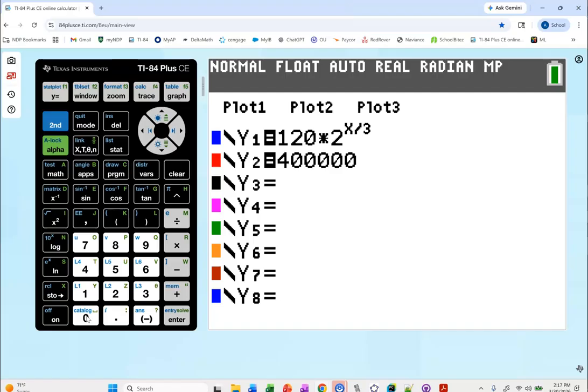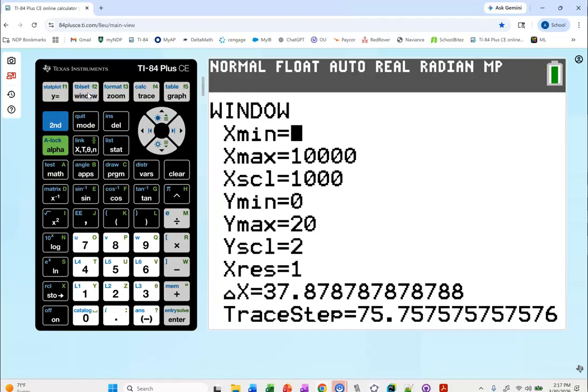Is everybody okay with what I entered in Y1 and Y2 onto my calculator? Make sense? Okay. Now for the hard part, which is going to be to choose a window where I'm going to be able to see the intersection of these things. So I'm going to press the window button now on my calculator.